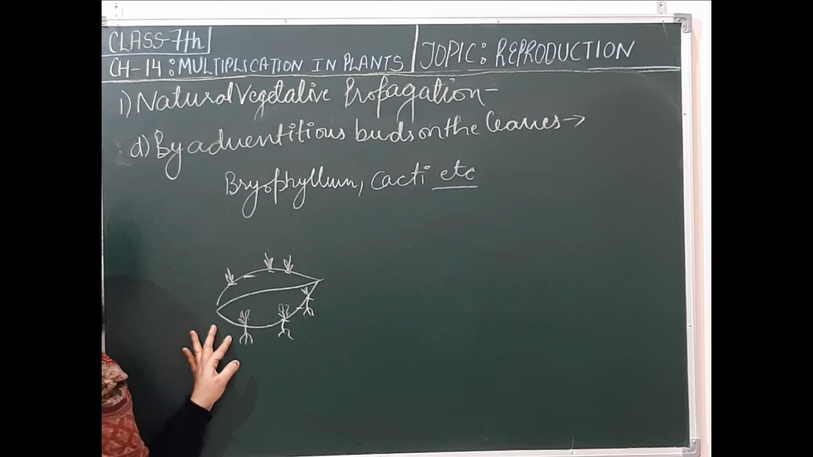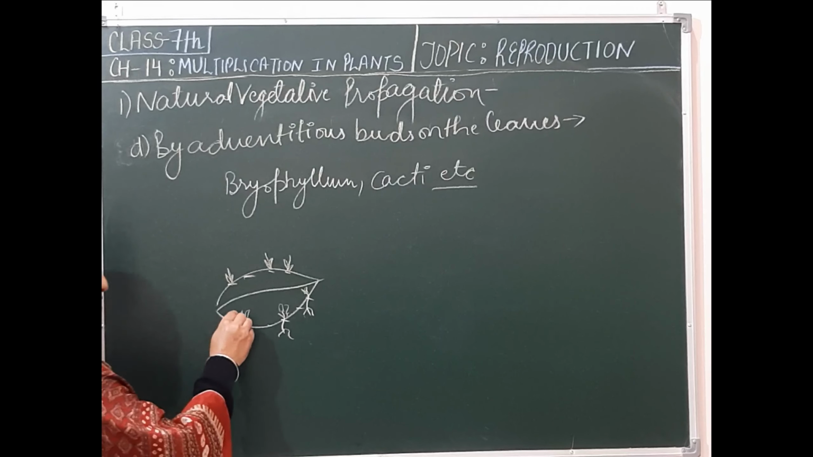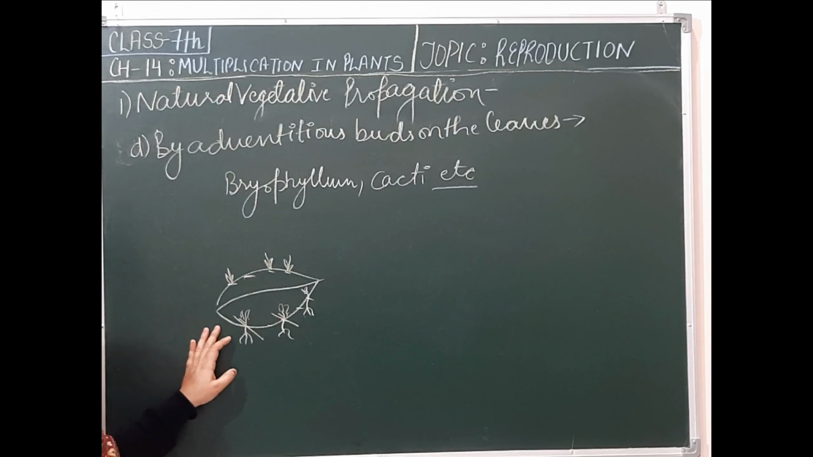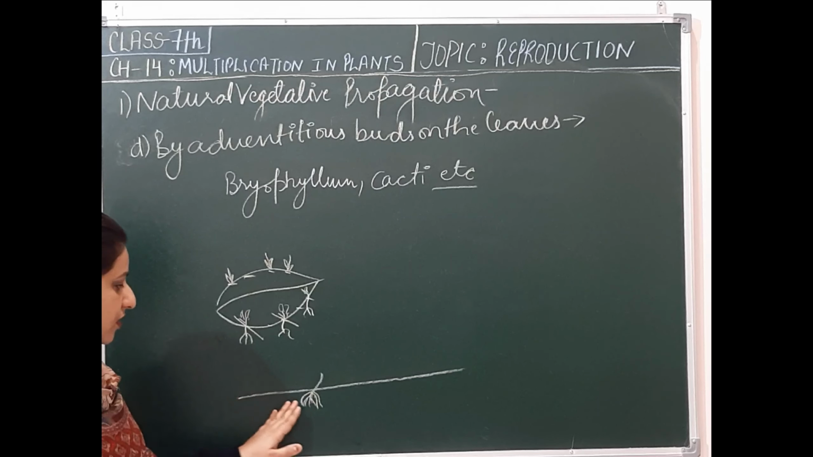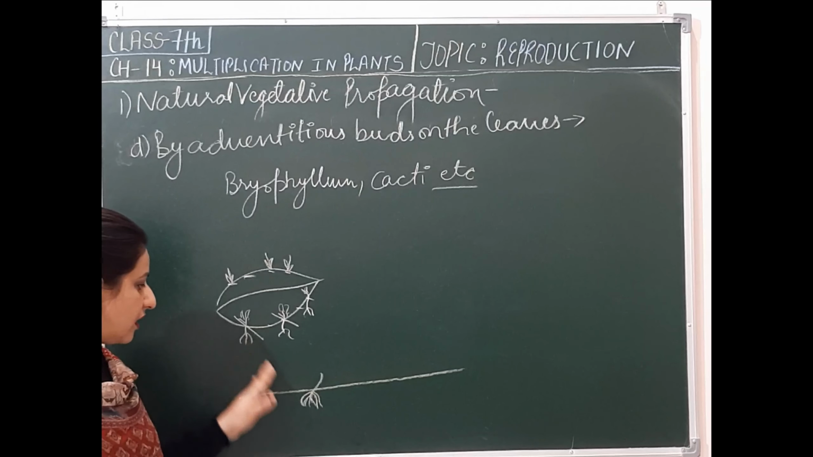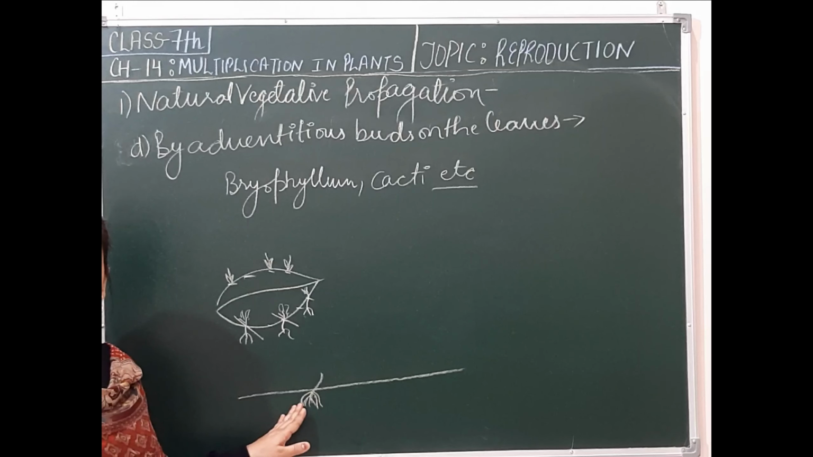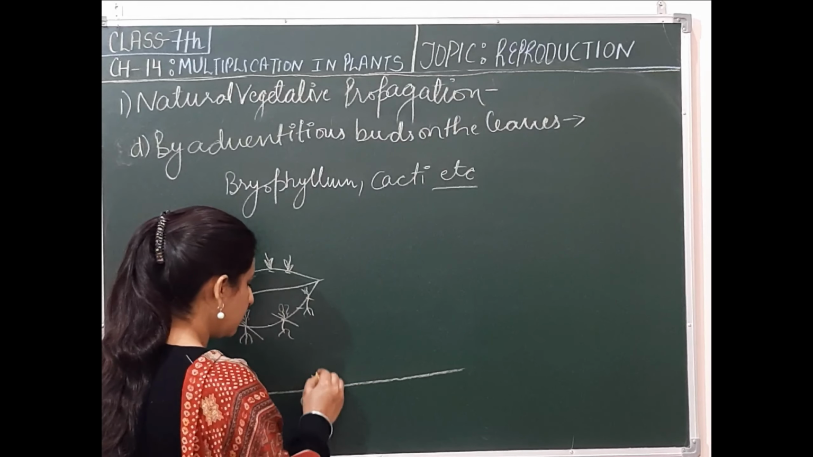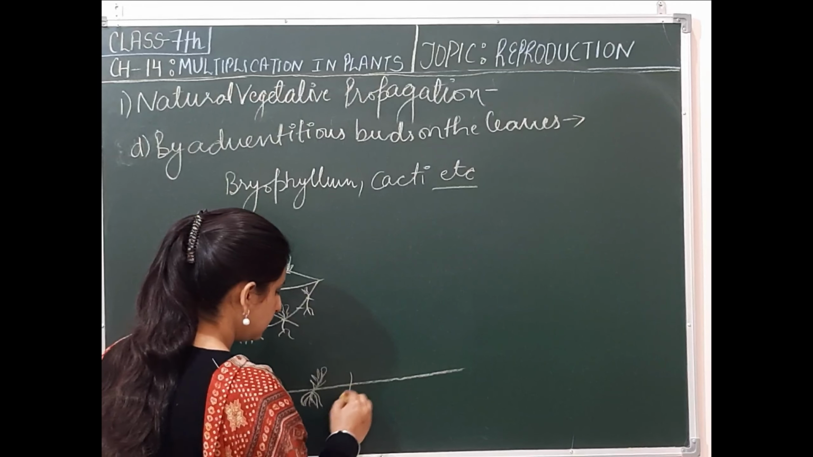And when these small plantlets fully grow, they get detached from the leaf of the bryophyllum, they just fall down on the ground, and the plantlet will try to develop a strong root system and it will start growing into a new plant.